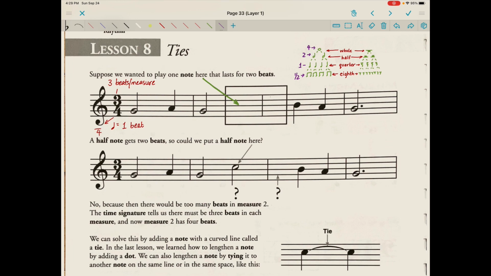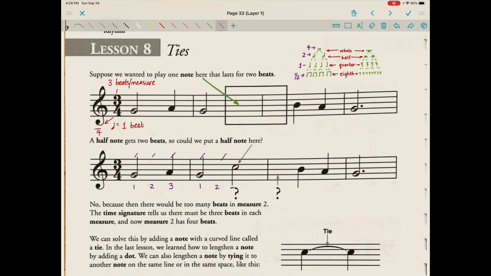Okay, continuing to read. A half note gets 2 beats, so could we put a half note here? Let's first of all go through and just count up the beats in each measure. So in this first measure, we get 2 beats for the half note, and then our third beat, our third do, will fall right here on the quarter note. Another way of marking that would be 1, 2, 3. And then we have another half note, so 1, 2 beats, and we could go like this. And now they're suggesting perhaps we could put a half note there.